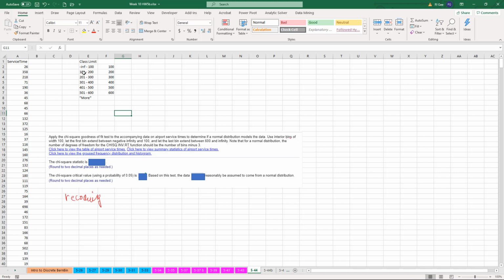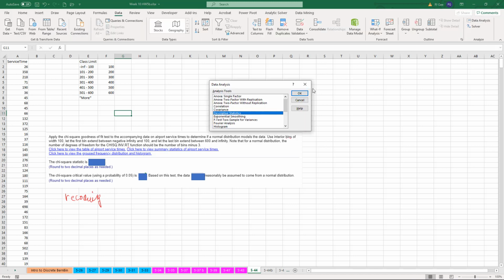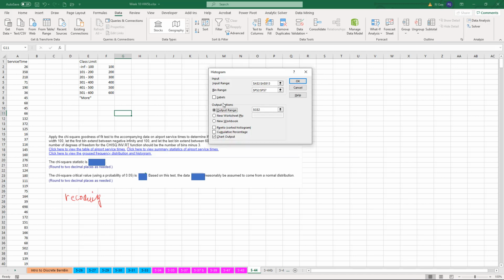This is the Excel version of what we put in human kind of form over here, okay? Anything up to 100, it's going to count and put the count of all the values that have a value of negative infinity to 100 here. Okay, so we're going to tell it where to put this. So what we need to do is go to data, and we're going to go to data analysis, and we're going to go to histogram.